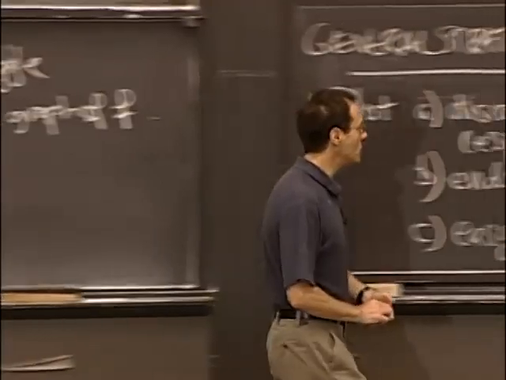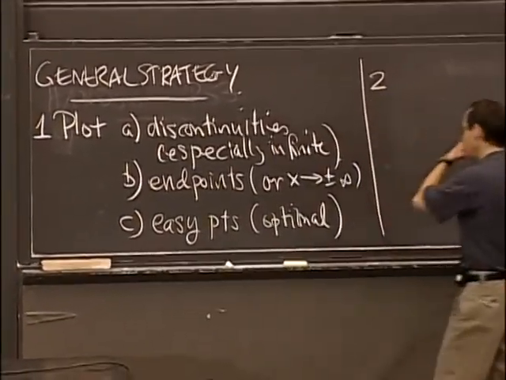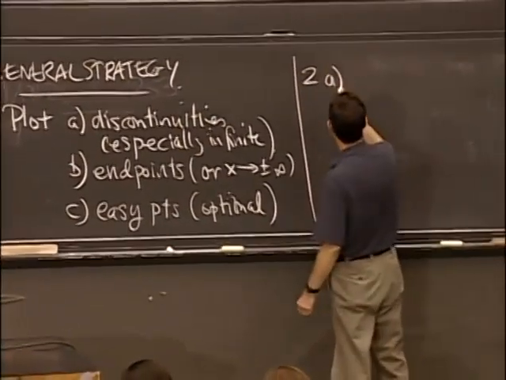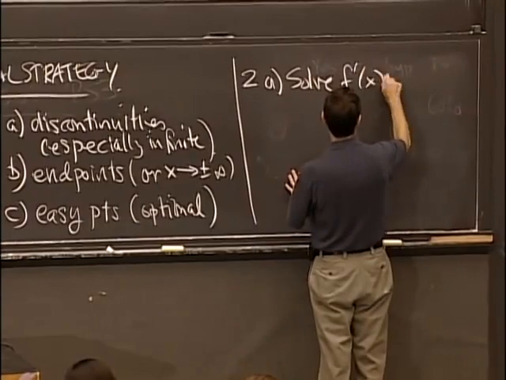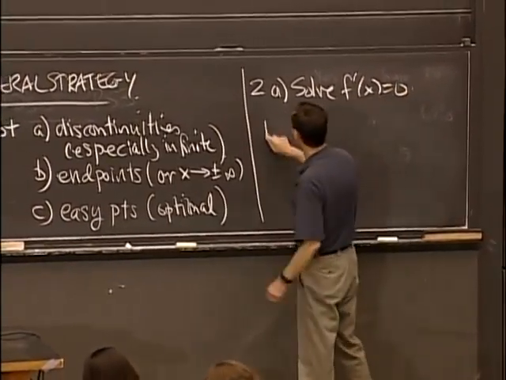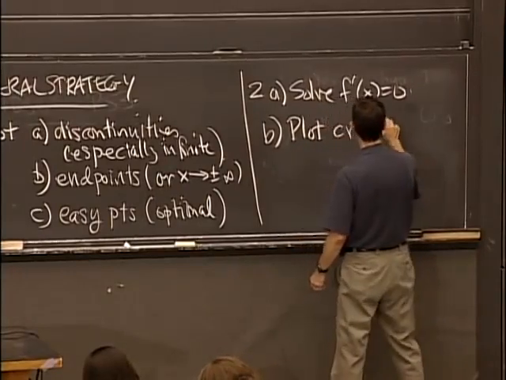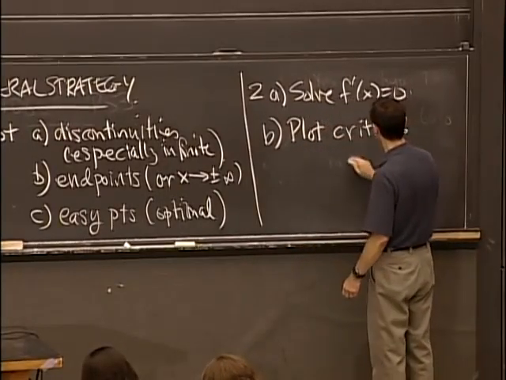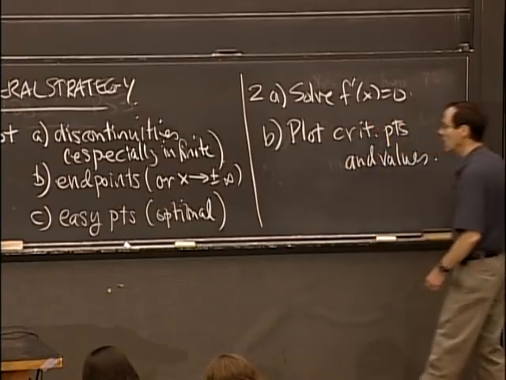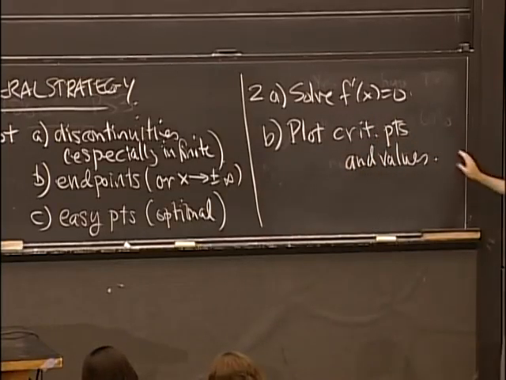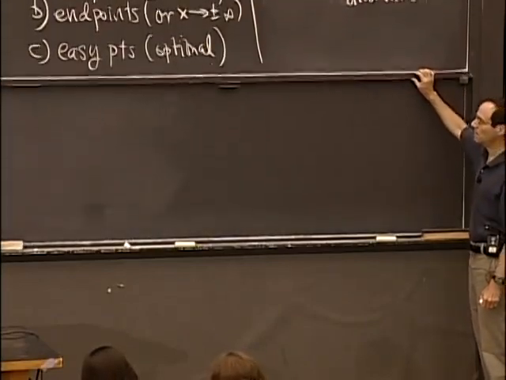All right, so that's the first part, and again, this is all pre-calculus. So now, in the second part, we're going to solve this equation, and we're going to plot the critical points and values. In the problem which we just discussed, there weren't any. So this part was empty.